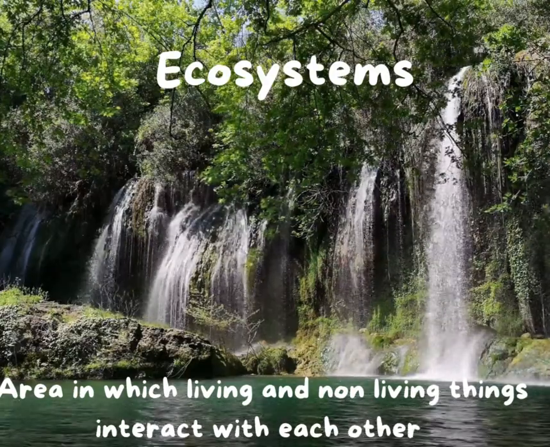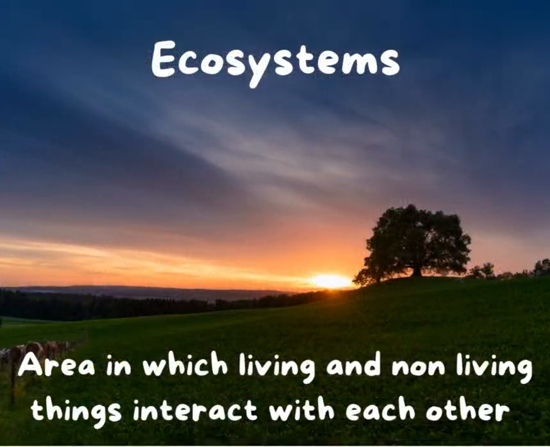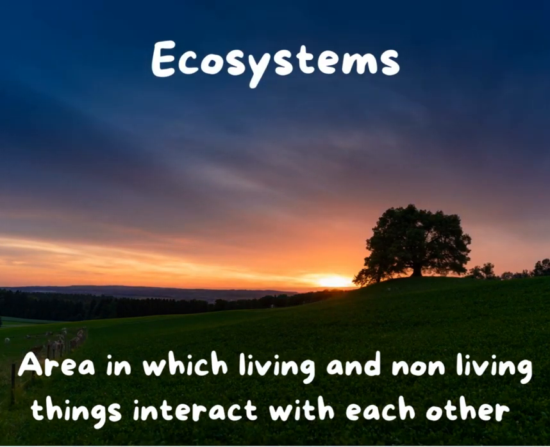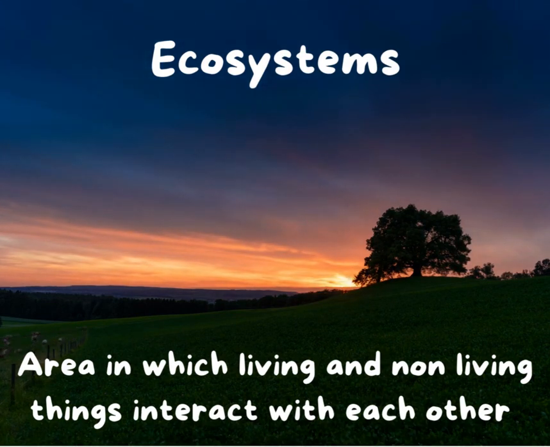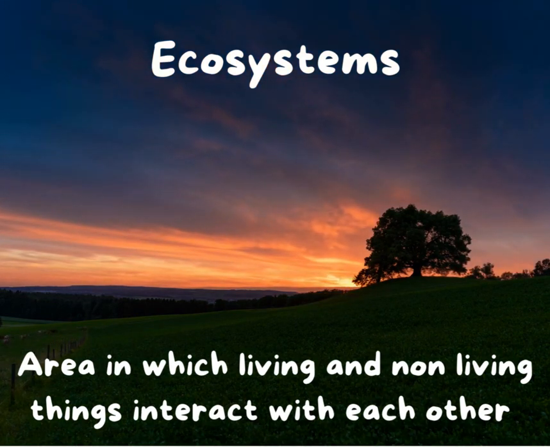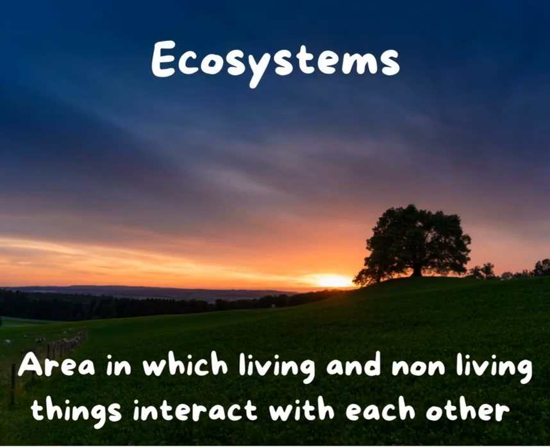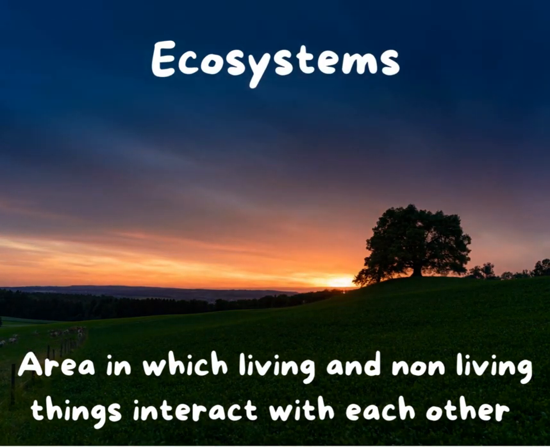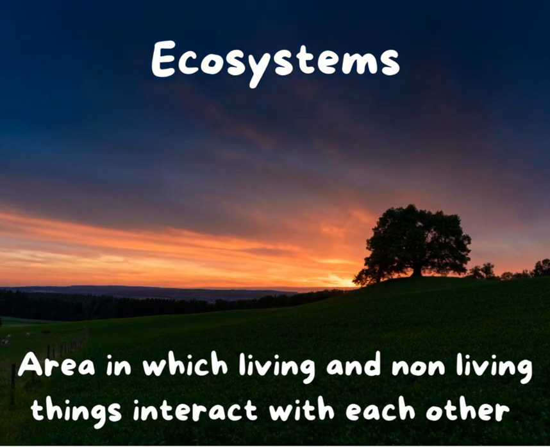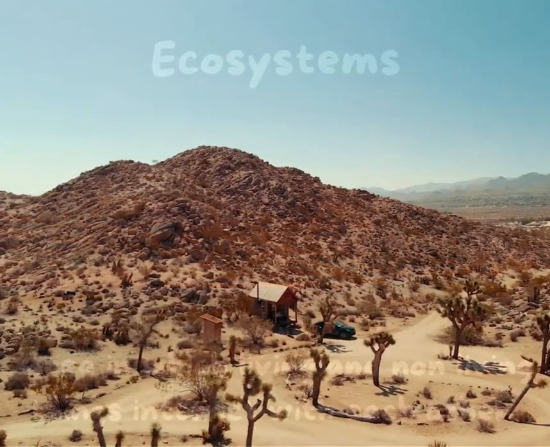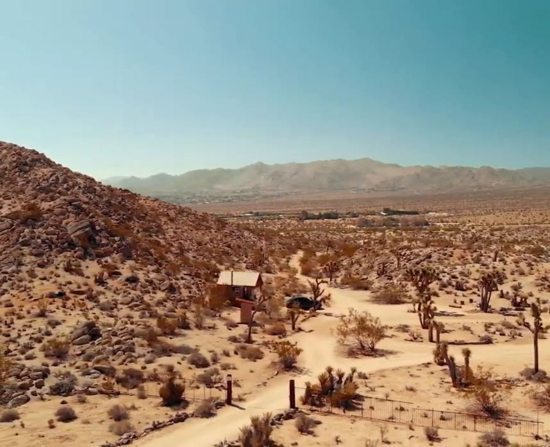So the area in which living and non-living things interact with each other, we call it an ecosystem. We have different ecosystems on our Earth. This one is a grassland ecosystem, which is full of grass, trees, and some animals like cows and sheep. In this ecosystem, plants need sun and water, and cows eat the plants. So all of them interact with each other.